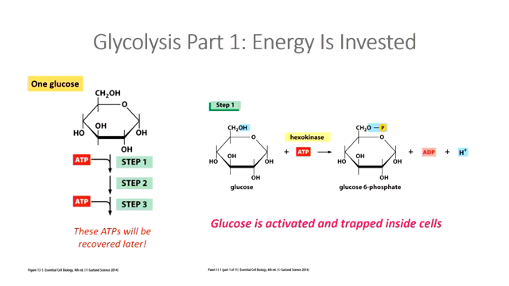So let's look at the first part, the energy investment stage. That's the first 3 reactions out of 10 that occur in glycolysis. And I think I said this last time, but I'll reiterate it again. I'm not expecting you to remember the structures. I'm not expecting you to remember the names of the intermediates. I'm not expecting you to remember the names of the enzymes. I'm not expecting you to be able to draw the reaction mechanisms.